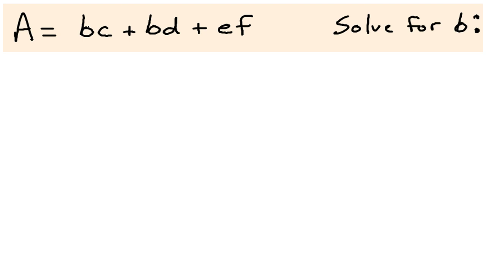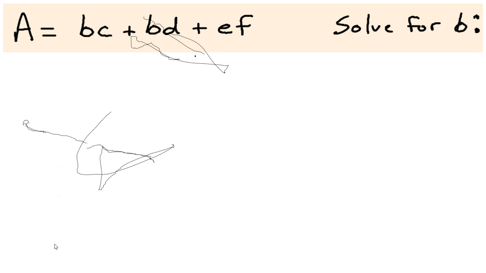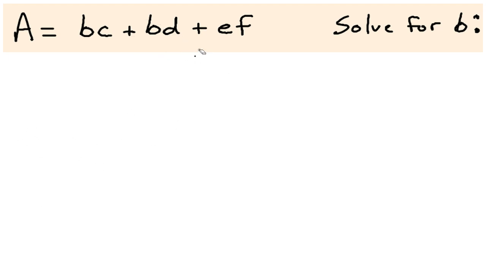It has to deal with this EF over here. I'm adding EF. The inverse of adding is subtraction. So I'm going to subtract EF. Whoops, hold on, let me erase that. That's a bit of a mess. Okay, so I'm going to get rid of that EF by subtracting it. So we're going to subtract the EF from both sides.